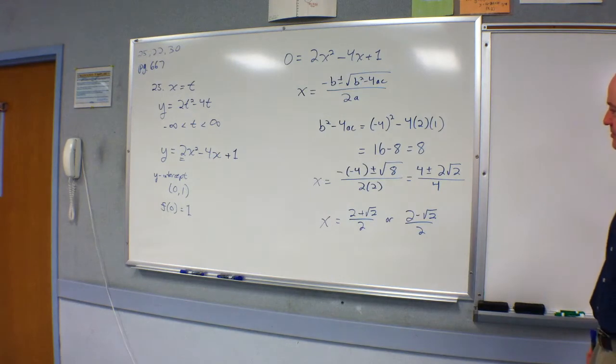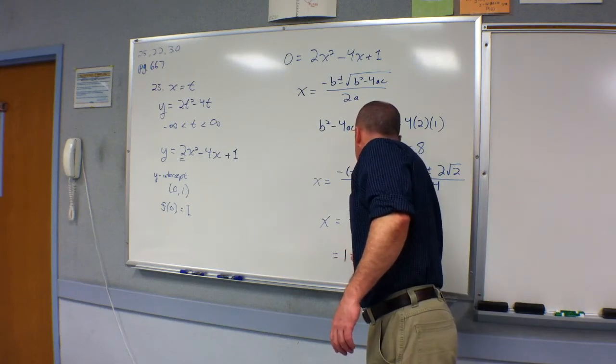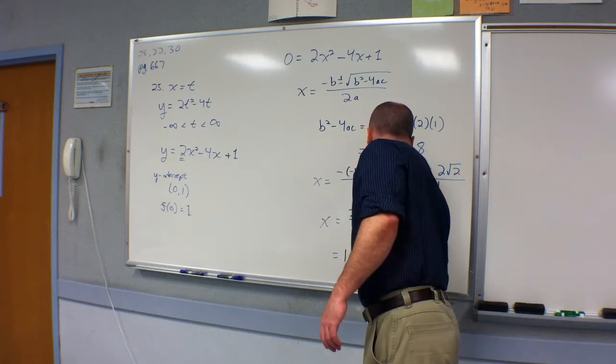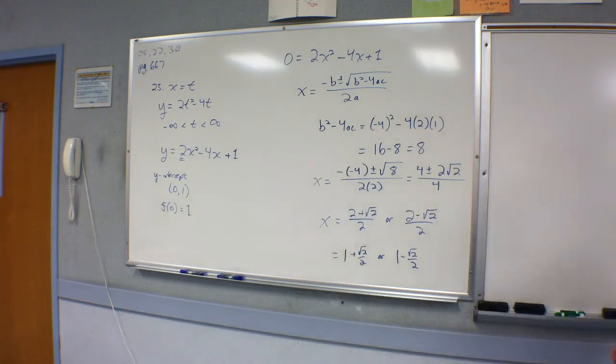Wait, couldn't you just do 1 plus root 2 and then 1 minus root 2? Factors versus terms. Root 2 over 2, sorry. 1 plus root 2 over 2, and 1 minus root 2 over 2. Yes, we could absolutely do that. If you like that better, we could do 1 plus root 2 over 2, or 1 minus root 2 over 2.